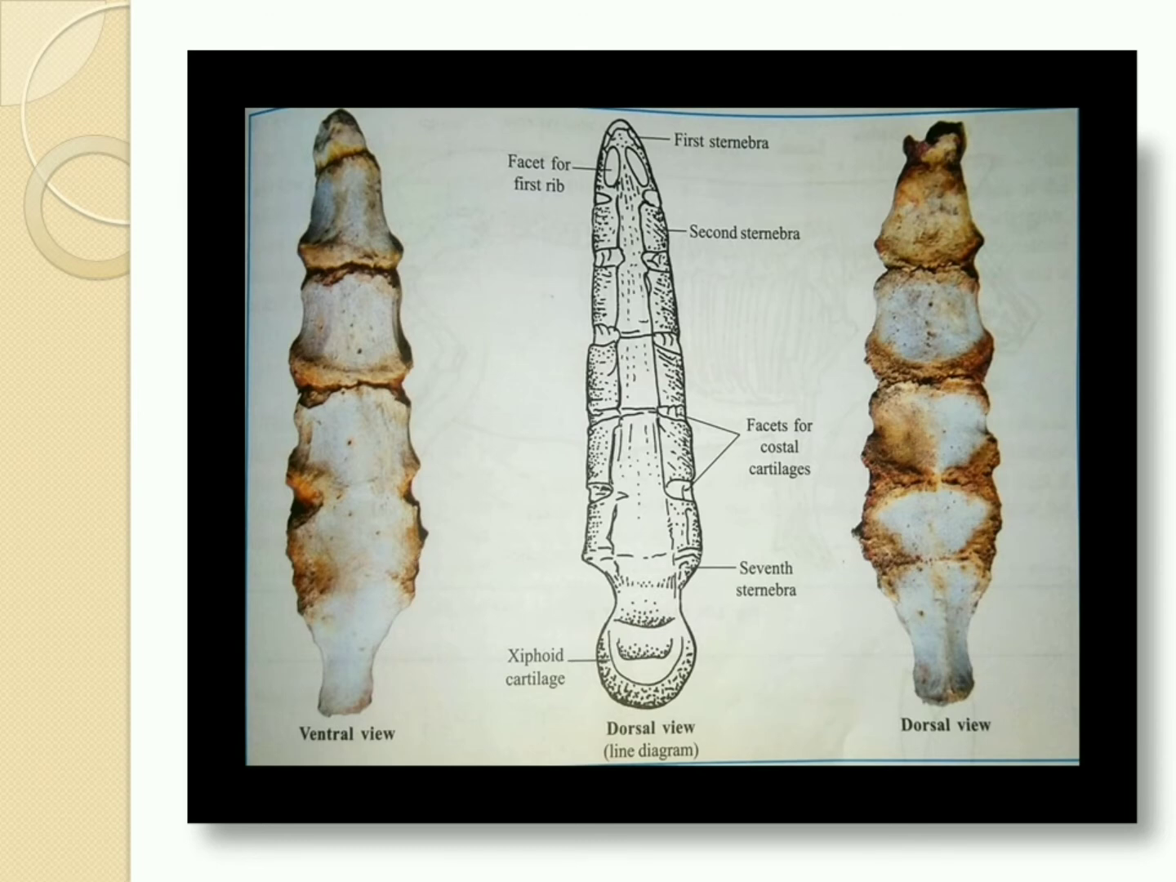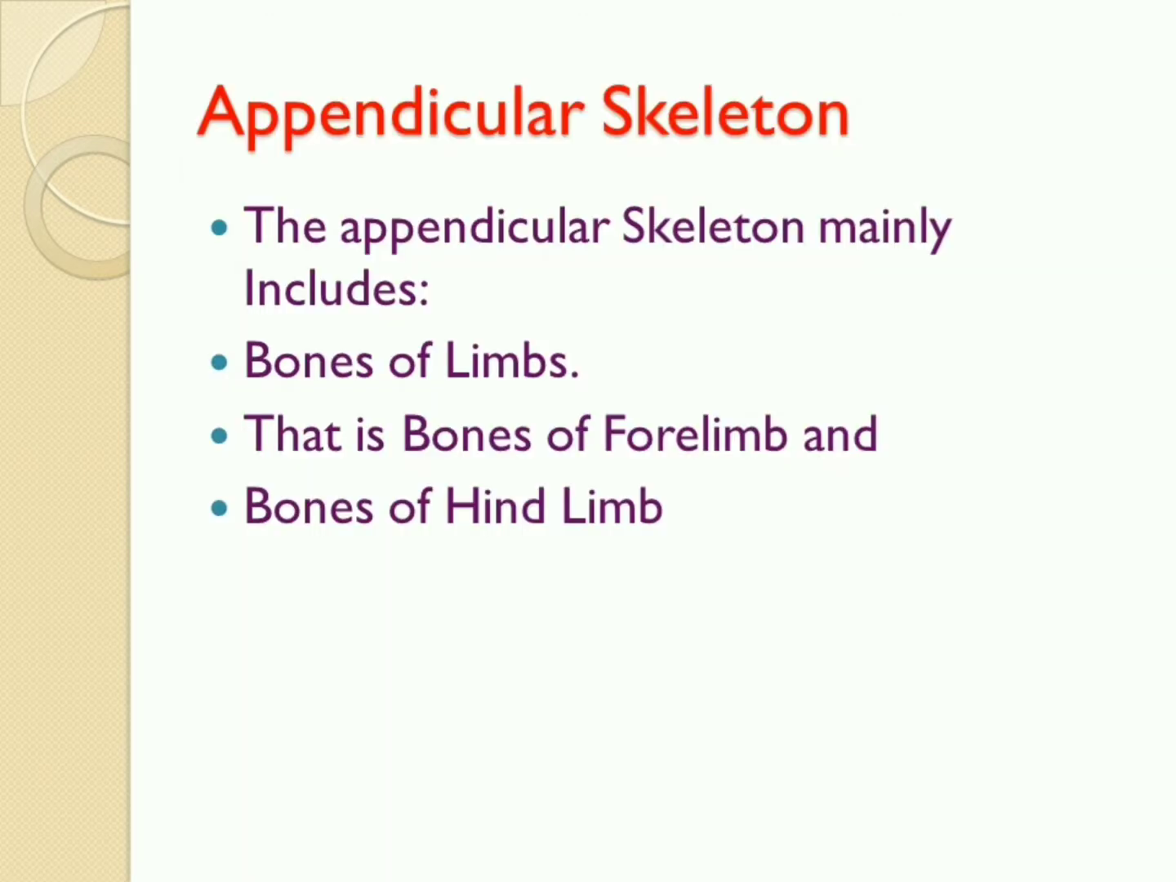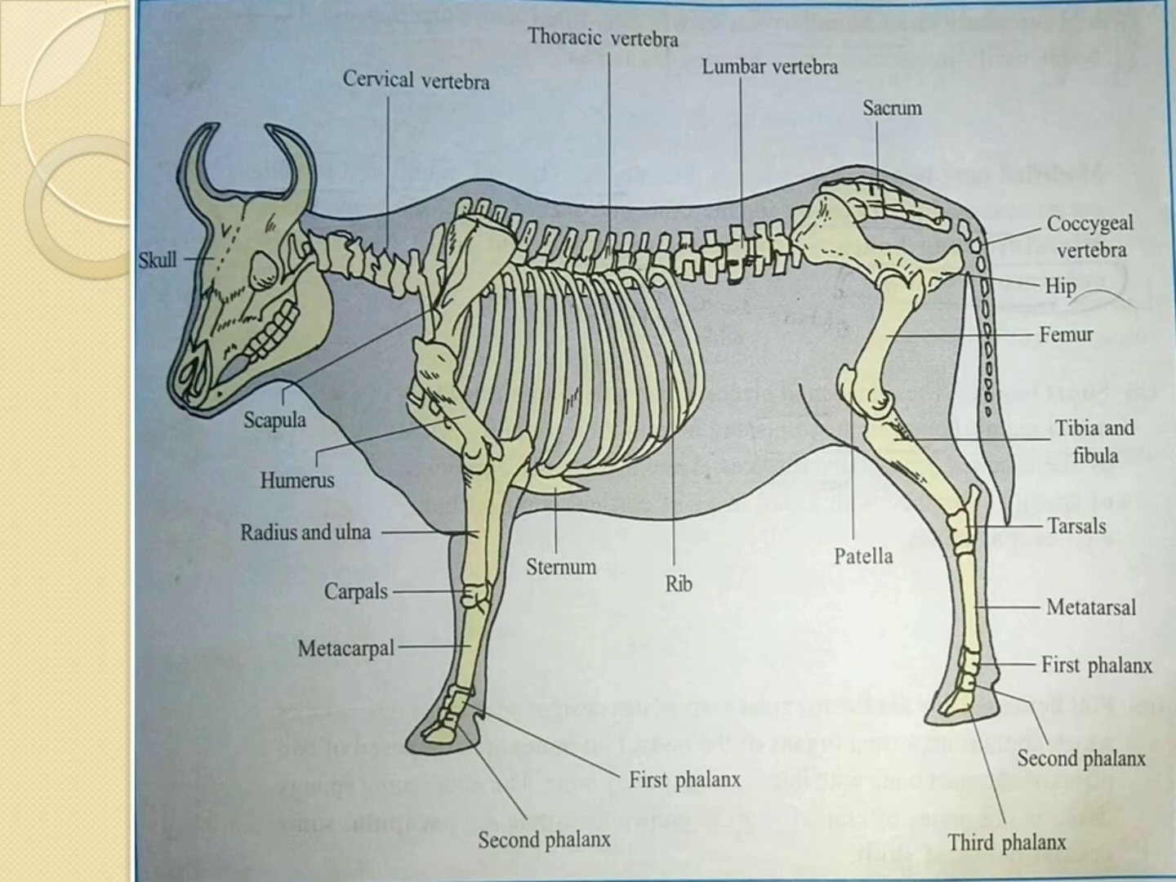Now let's discuss the appendicular skeleton. This appendicular skeleton mainly consists of the bones of limbs, meaning the bones of forelimb or thoracic limb and the bones of hind limb or pelvic limb. For example, humerus, radius, ulna, these are the bones of the appendicular skeleton. As you can see in this picture, this is the skeleton of cattle and it contains the bones of the axial and the appendicular skeleton.